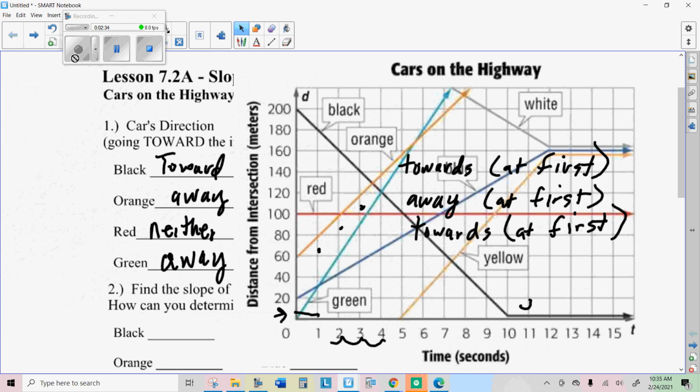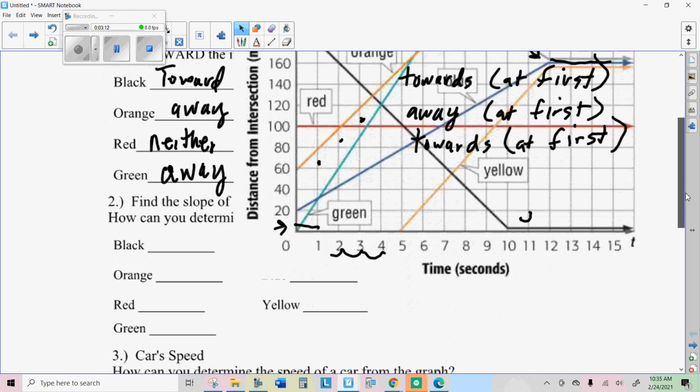The white one is going towards because the distance is getting less and less from the intersection, but then it stays the same for a while. So maybe it got somewhere and parked and it's always stuck that distance away. The blue one is going away from the intersection at first, and then it seems to stop at that distance, so it's probably parked. So maybe there's a parking lot nearby that all these cars are going to. And the yellow one is going away from the intersection also.